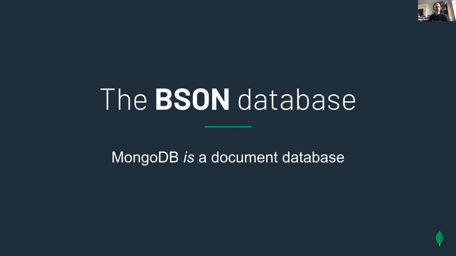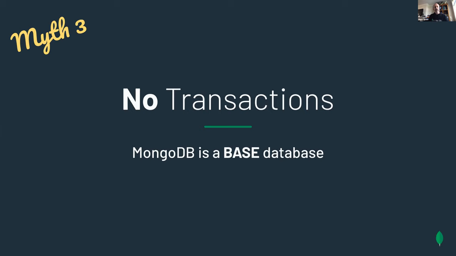Third myth is that we don't have transactions. People will talk about MongoDB as being a BASE database. BASE stands for basic availability, soft state, and eventual consistency. And while this is true, and it is the main way you will access your data and use your database with MongoDB, because we have these rich documents and they can store kind of hierarchical data, whereas in a relational database, you'd store that across tables. So you kind of require transactions to update data across those tables consistently.